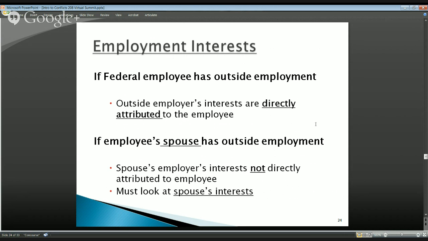Let's maybe do a direct comparison between a federal employee and a spouse. I think that would kind of help draw this point out just a little bit more. I think that is sensible.